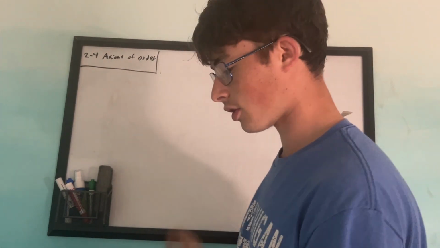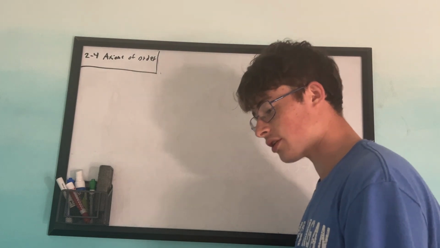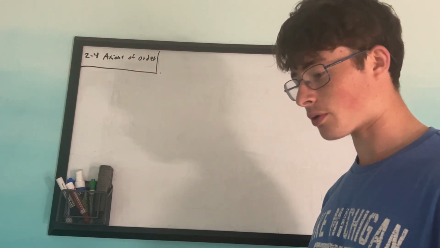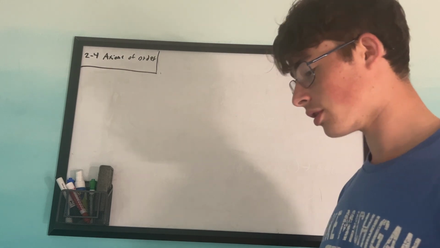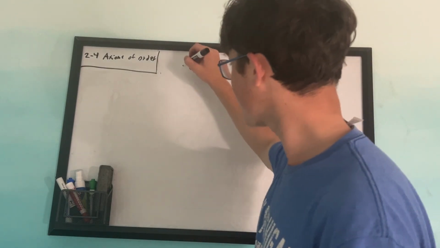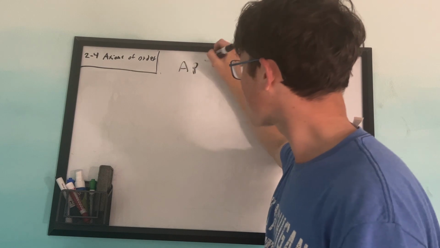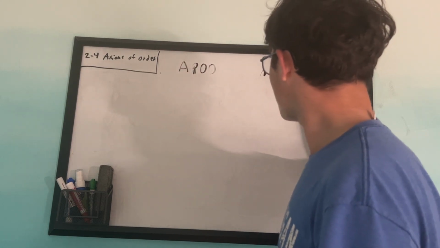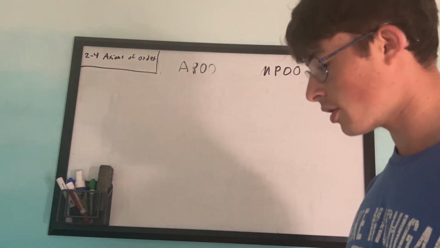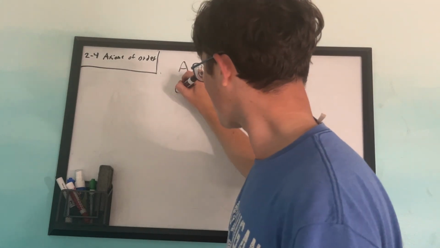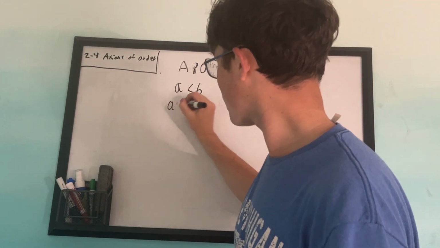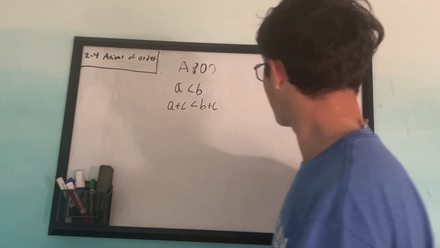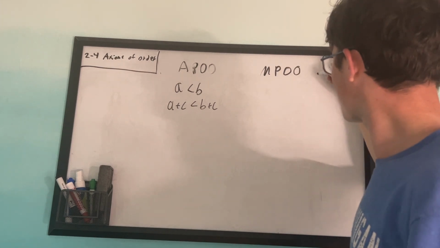Then we have our two ideas about the addition property of equality and multiplication property of equality. We also have equivalence for inequalities. We have the addition property of order. We have the multiplicative property of order. So this states that if A is less than B, that means A plus C is less than B plus C.